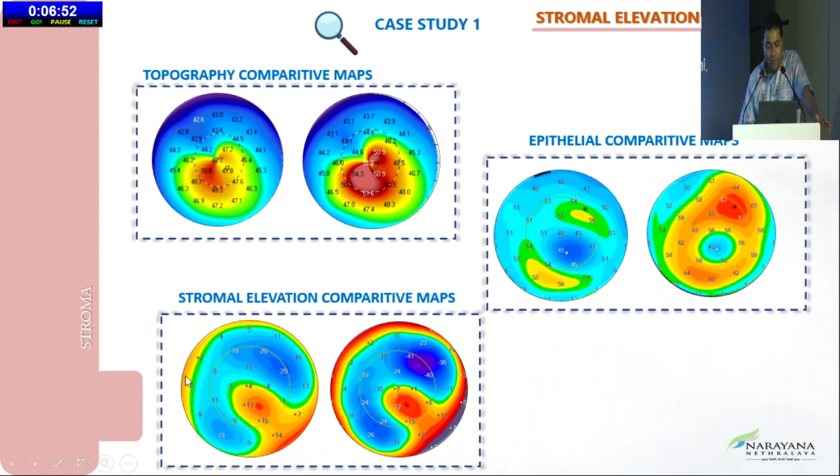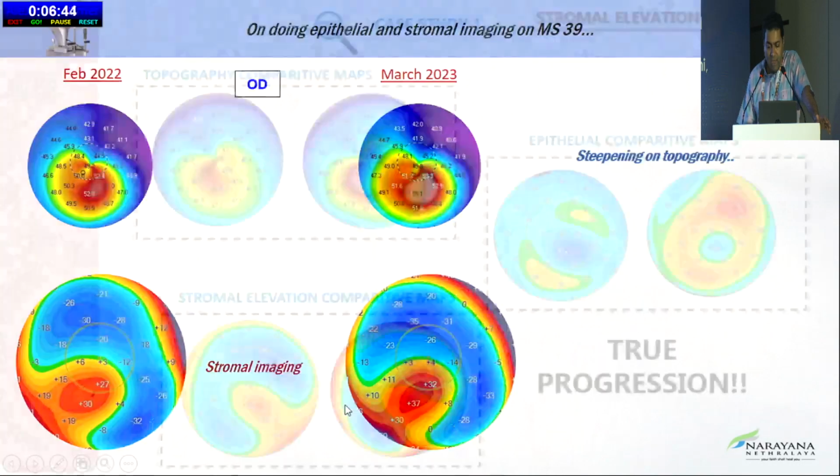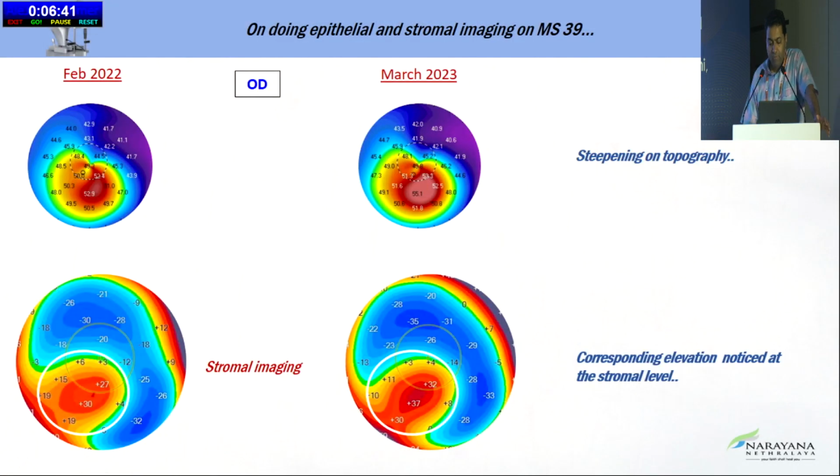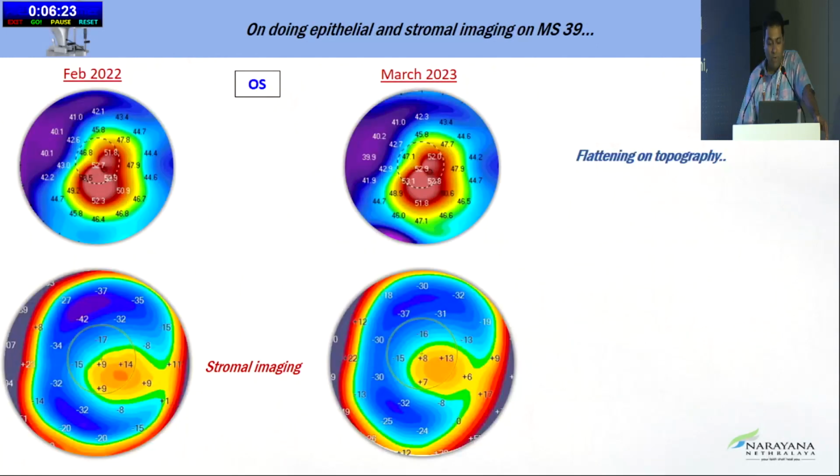If you look at it from a progression perspective, your real progression is from the stroma, and you can see how this keratoconus has progressed. And sometimes you can have patients who are very stable. The epithelium might be changing. Epithelium is very dynamic. You treat the dryness, you treat the ocular surface, the epithelium might change, but the true stromal elevation does not change. And true stromal elevation could be a very important factor when you look at the corneal progression.